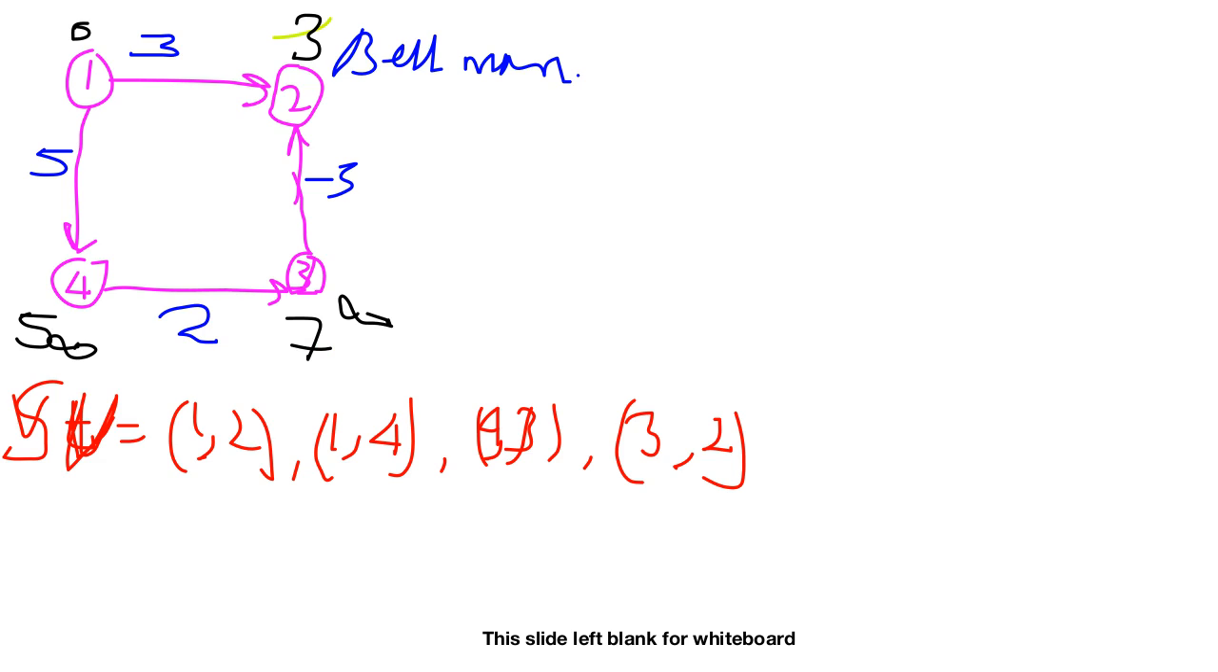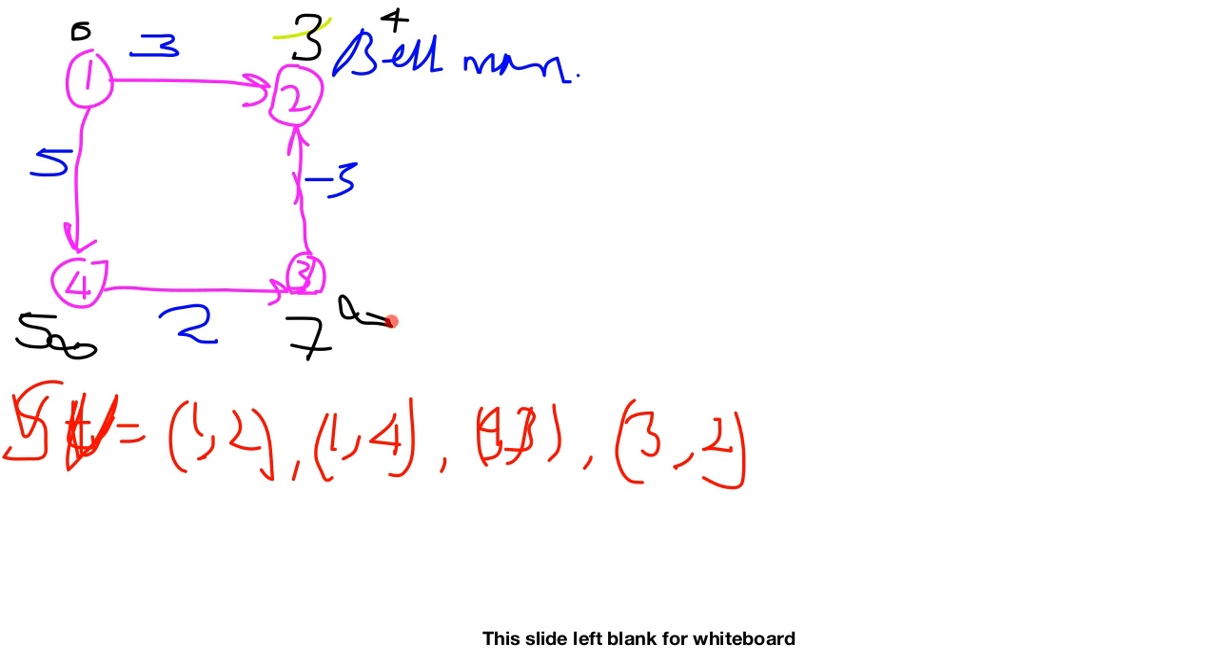Which is 7. So for this case, there are two ways that you can move to this. So 0 plus 3 is 3, and then we have 7 minus 3. 7 minus 3 now becomes 4. It becomes 4. So automatically it is retained. So if the negative side is greater than the positive side, you retain it the way it is.